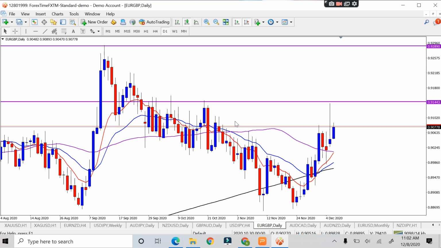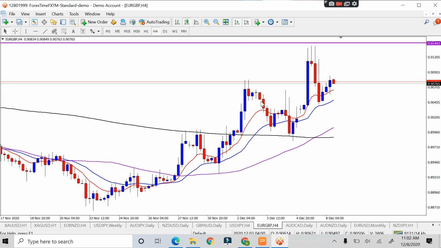So for me to long this pair, which I am biased about, I'll actually wait for it to break past the 0.91443 price region. Then I could long the pair all the way up to the next resistance point, which is about 140 pips away at 0.92890. Okay, that's on the daily.